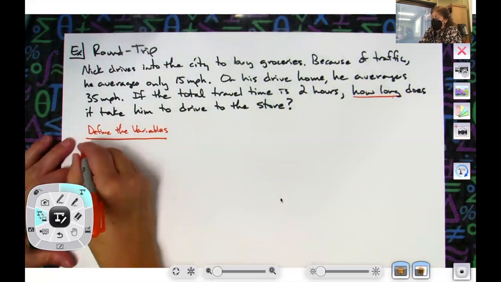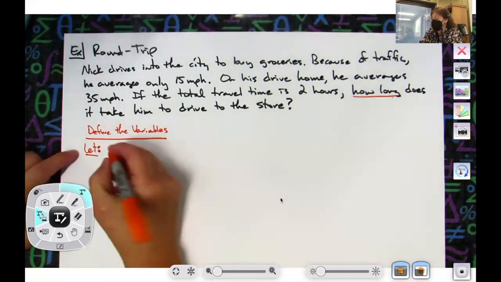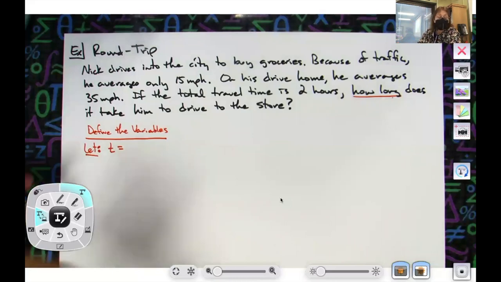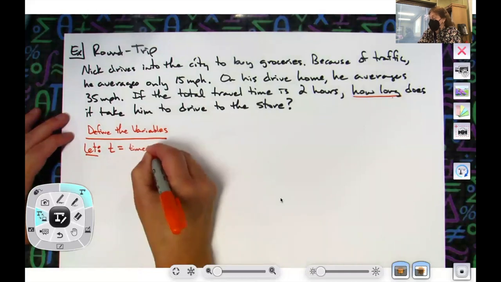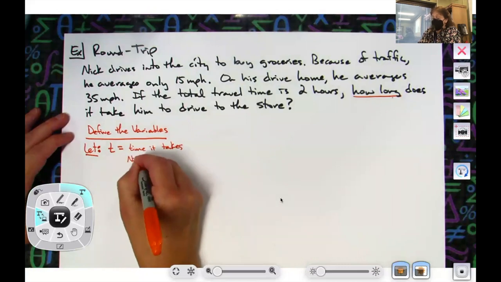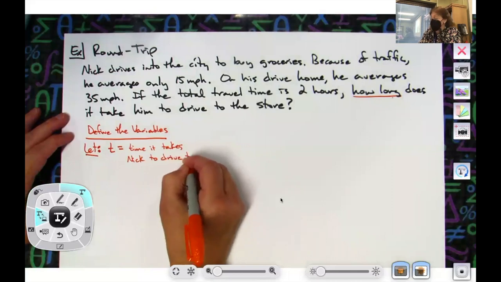All right, we're going to let T equal, what are we going to let T equal? Got to be more specific. What about time? Time that it takes him to travel to the store. All right, so length of time. Let's refer to him as Nick even. Time it takes Nick to drive to the store.